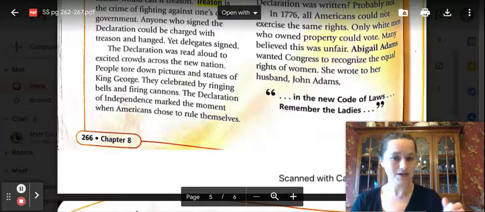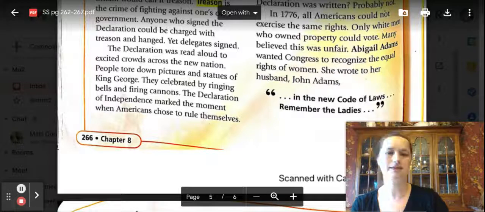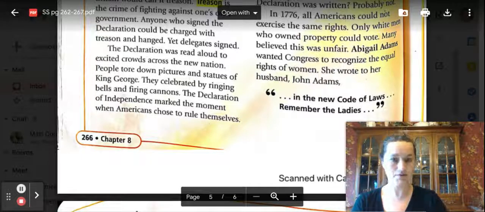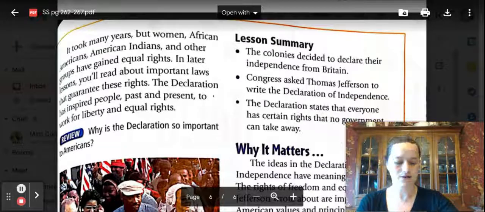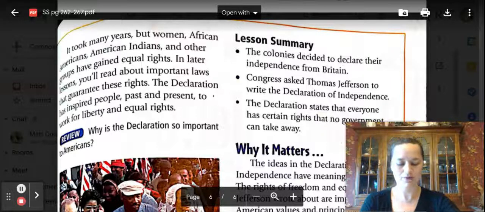I know some of you did your famous early Americans over Abigail Adams, too. She was the wife of future President John Adams, and she asked him to remember women when they were creating the new laws for this new country, the United States. It took years, but women, African Americans, American Indians, and other groups have gained equal rights. In later lessons, you'll read about important laws that guarantee these rights. The Declaration has inspired people past and present to work for liberty and equal rights.